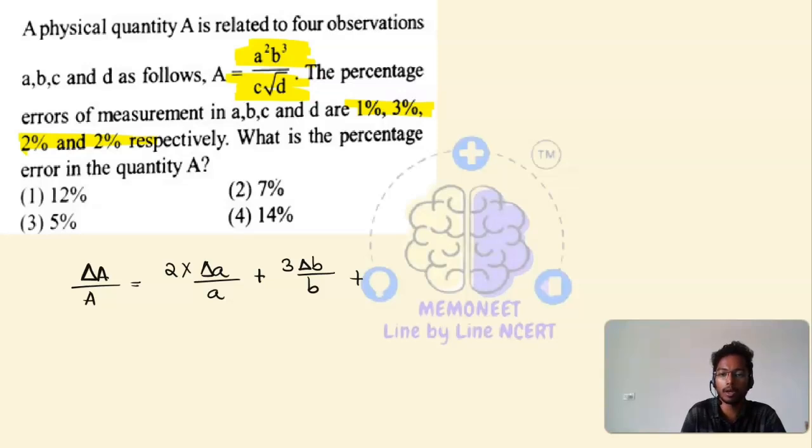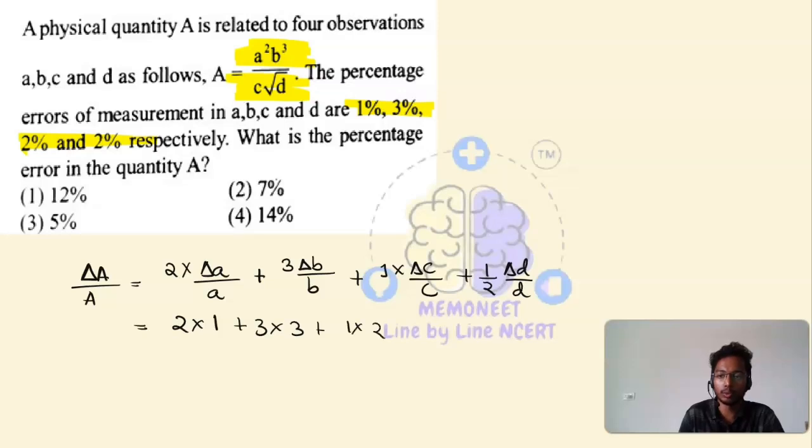C. What is the power of C here? 1. So 1 into del C upon C. And for D, we have the power 1 upon 2 because under root is 1 upon 2. So 1 by 2 del D upon D. Now put the percentage errors: 2 into 1 plus 3 into 3 plus 1 into 2 plus 1 half into 2. So this one cancelled out, that is 1. So 2 plus 9 plus 2 plus 1, that is 2, 9, 11, 13, 14. 14% is the correct answer. So option 4 is the correct answer here.